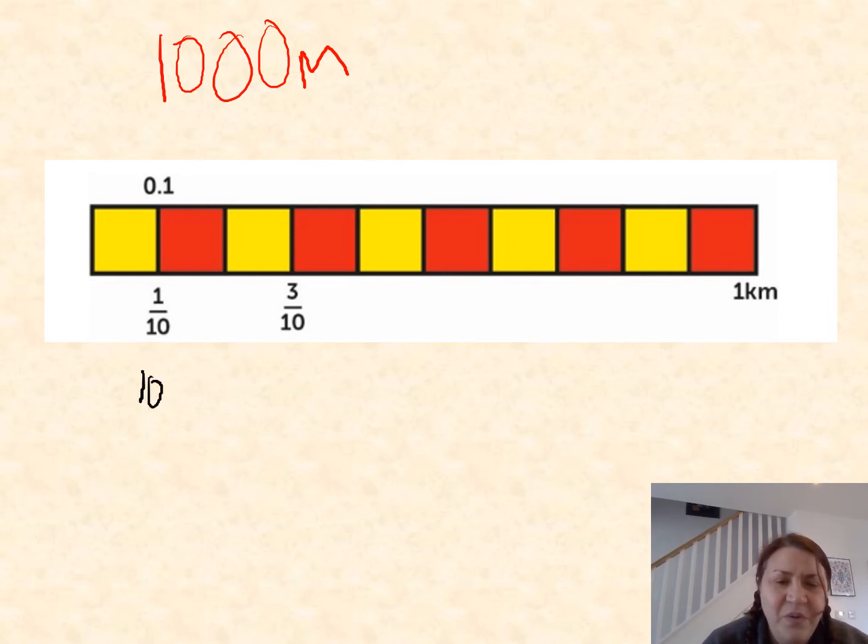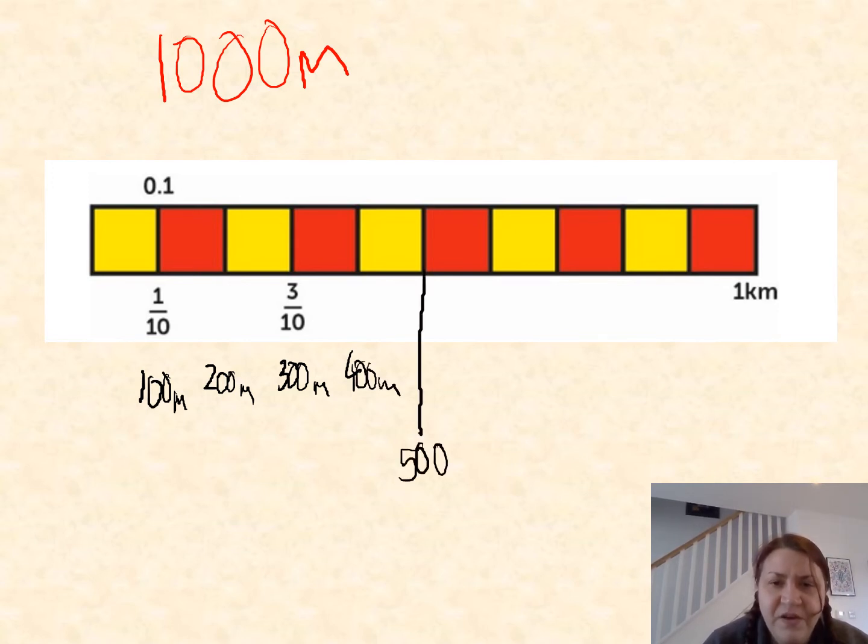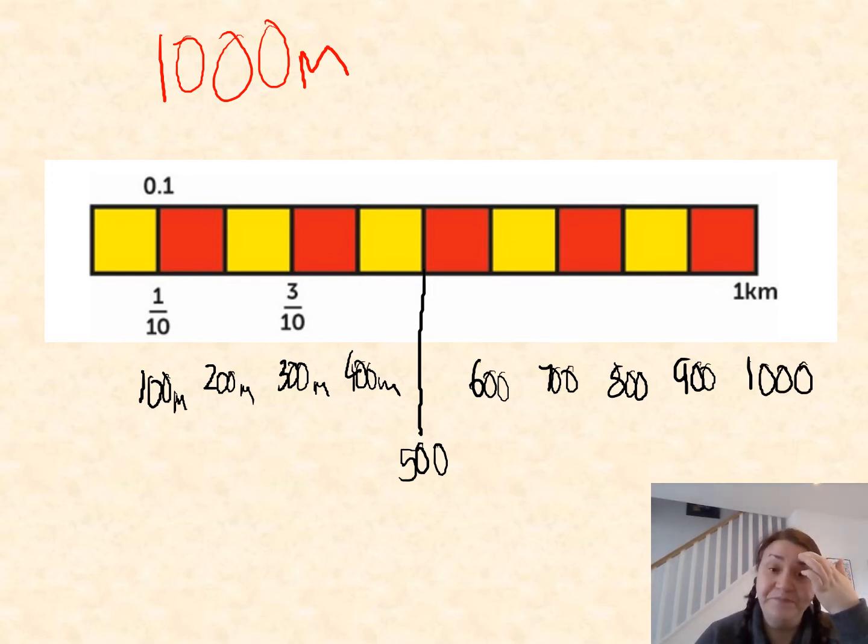So here would be 100 meters. Here would be 200 meters. What will be here? 300 meters. Count with me. 400 meters. Our halfway point is 500 meters. Then we've got 600 meters, 700 meters, 800 meters, 900 meters, and then 1,000 meters, which is the same as a kilometre. Right, let's look at those as decimals.